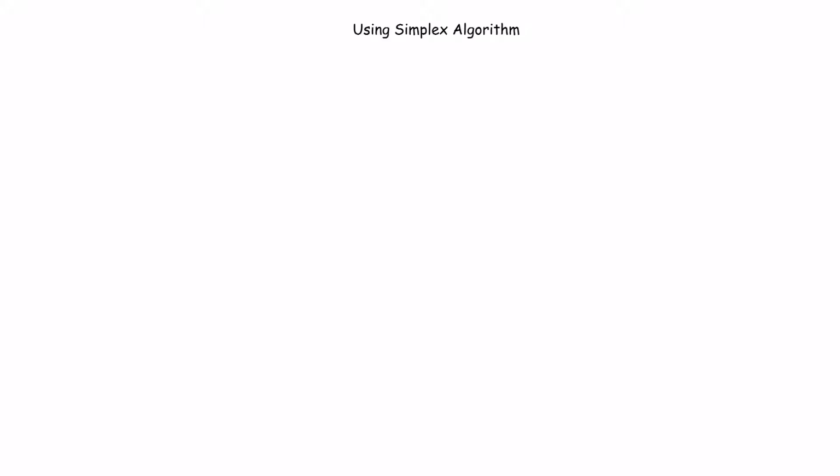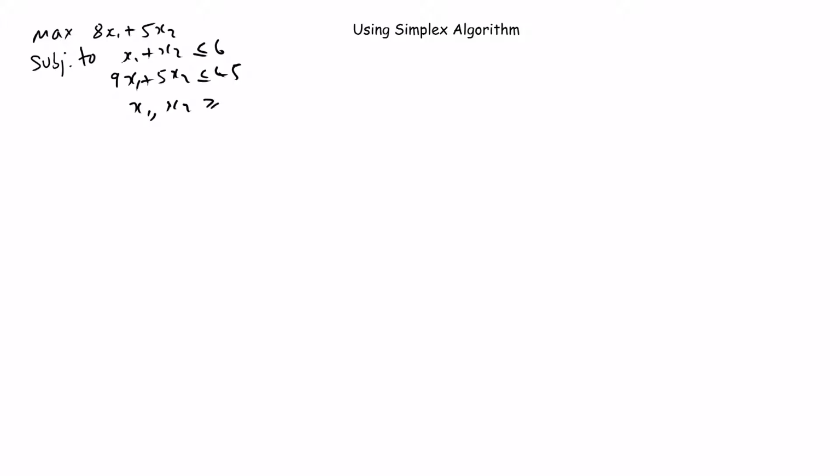Using the simplex algorithm. So we're going to go through this using an example, and we want to maximize 8x1 plus 5x2 subject to the constraints x1 plus x2 is less than or equal to 6, 9x1 plus 5x2 is less than or equal to 45, and x1 and x2 are both non-negative.